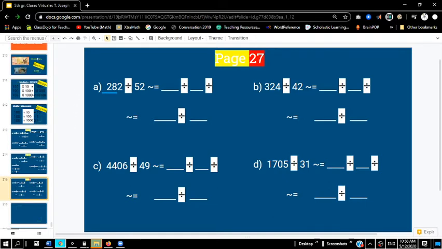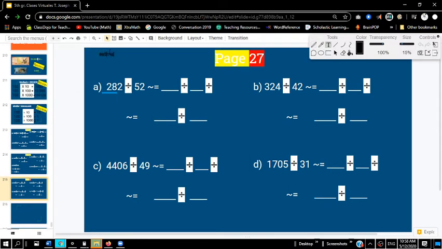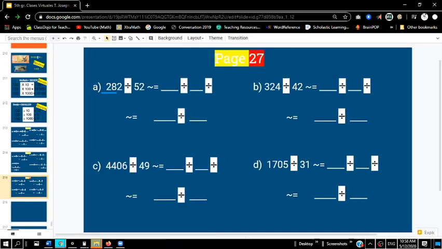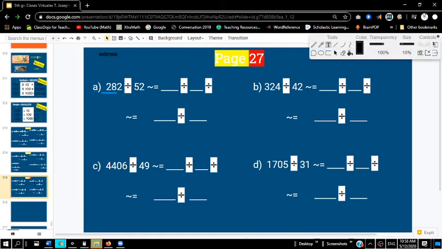Okay? This one is with estimation. So we are actually estimating. The directions say estimate, which is a little bit easier, I think, to understand these problems. All right, if I estimate 282, what would my answer be? Well, 282 estimated out actually rounds up to 300. So let's put that 300.